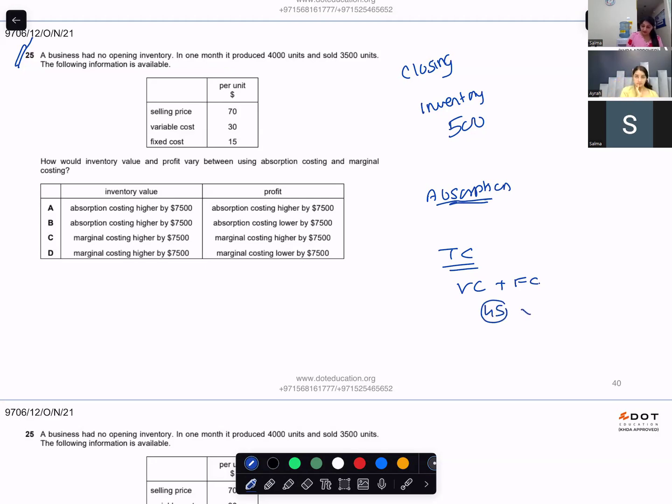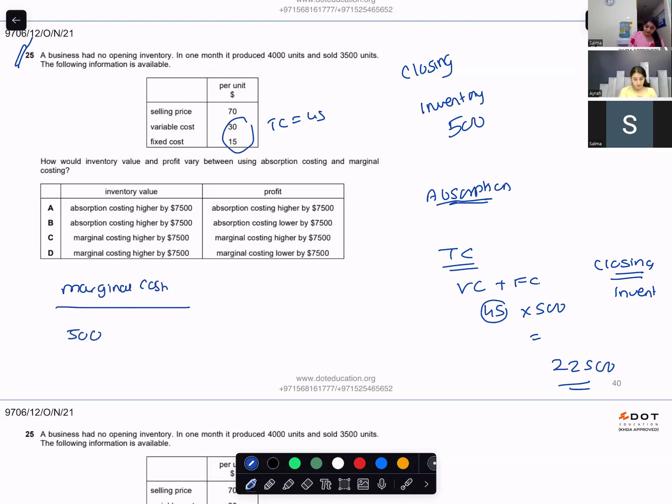45 into 500 is 22,500. This will be the value of closing inventory using absorption costing. Now we're using marginal costing. Using marginal, you'll do only variable cost. So 500 units into 30 will become 15,000. So closing inventory as per marginal costing would be lower.